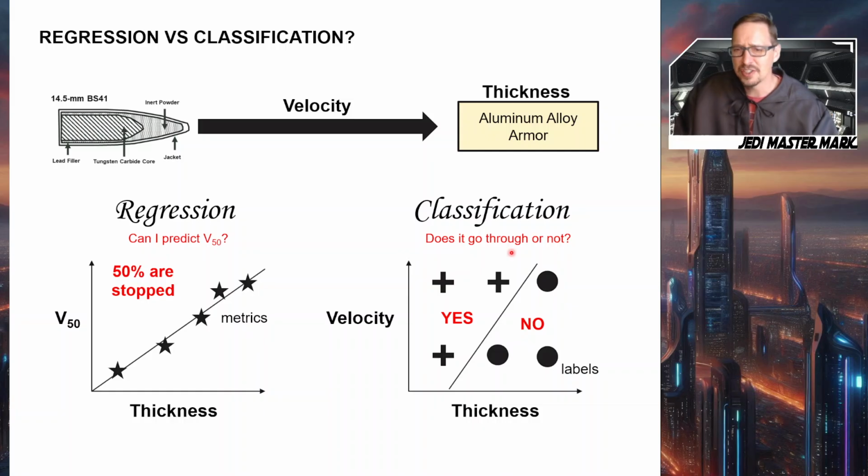Classification is a little different. So classification will be, can I predict something like, does the bullet go through or not? And so here I've shown two inputs. So this could be the thickness of the armor and the velocity of the bullet. And you may want to know, does it go through or not? So yeses could be our pluses, no could be our circles. So these are really labels that you're trying to predict. So this label being, does the bullet go through the armor or not?